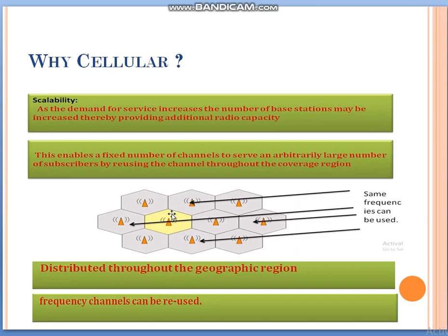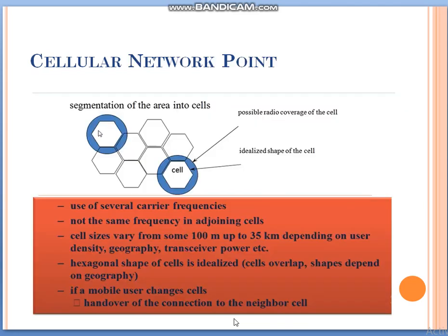Neighboring cells in a hexagonal shape are not using the same frequency. So, distributed through the geographical region, frequency channels can be reused. In a cellular network, two cells available at a large distance, too far, use the same frequency.